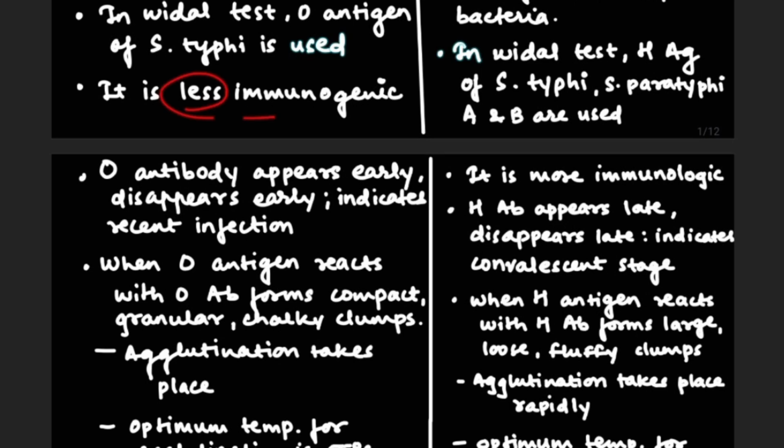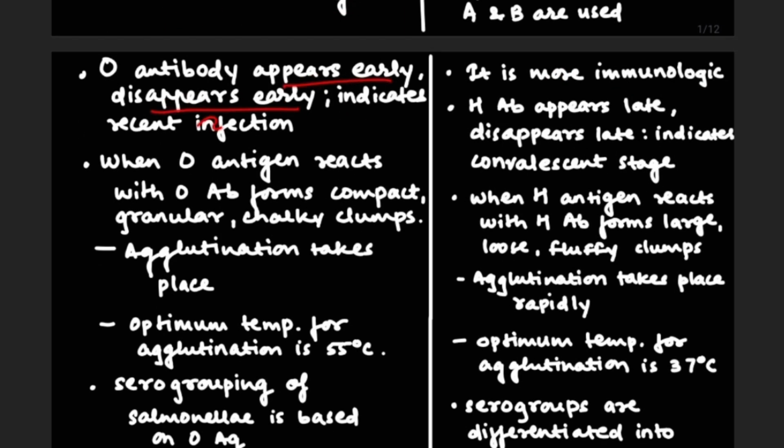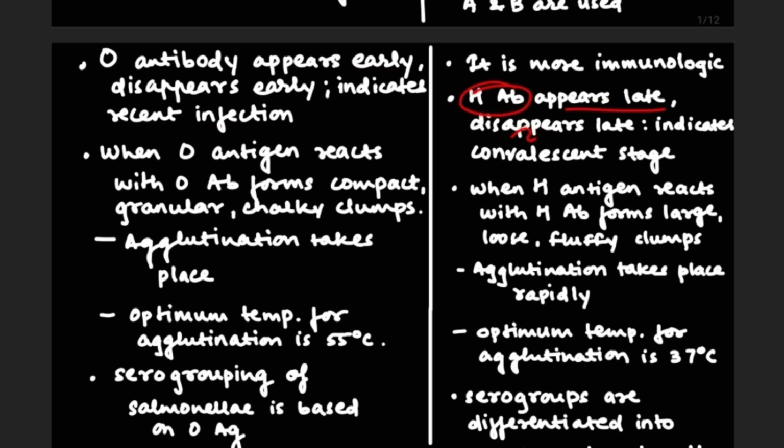Then the O antigen is less immunogenic and the H antigen is more immunogenic. The O antibody appears early, disappears early, and indicates recent infection. The H antibody appears late, disappears late, and indicates the convalescent stage. Now what do you mean by convalescent stage? It is the period in which the body recovers from a serious illness, injury or surgery.